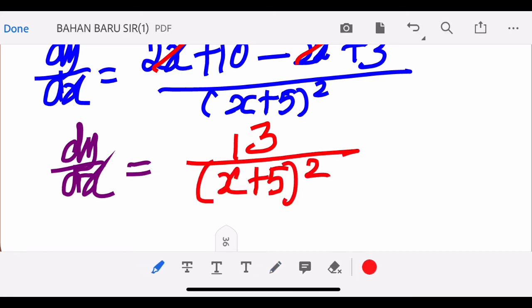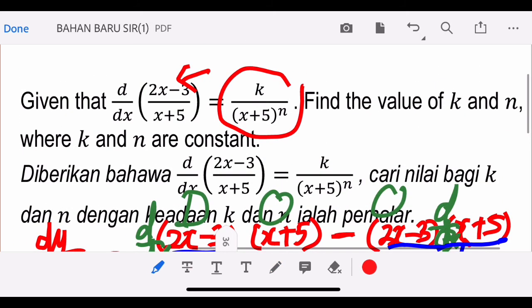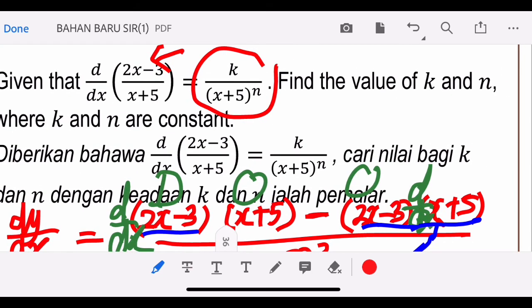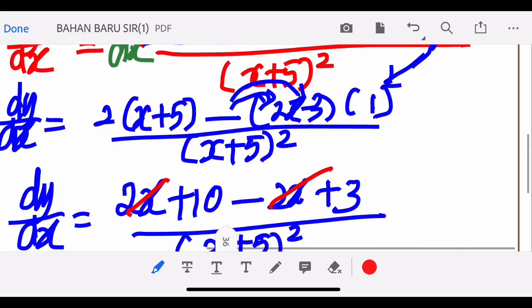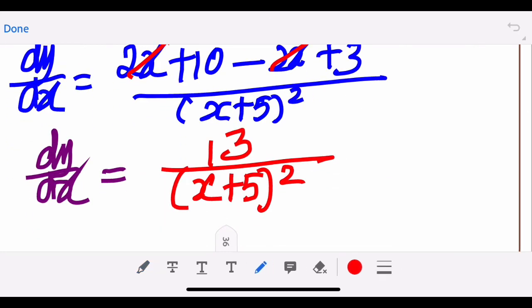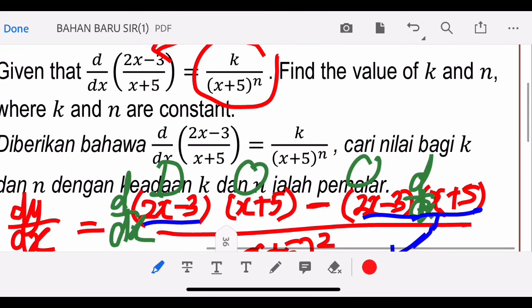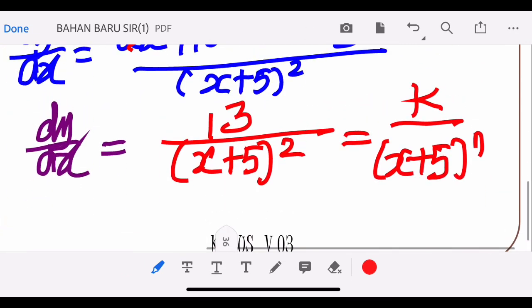So then we go to the question. Then only we do comparison. Find the value of k and n. k and n are constants. So let's write like this: is equal to k over (x plus 5) to the power n, right? This is what the question gave you. After you differentiate, you get the answer in this form.